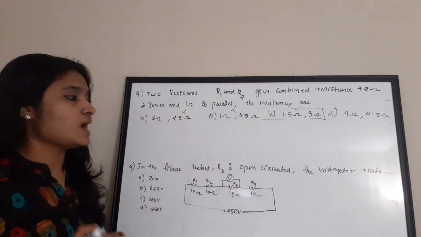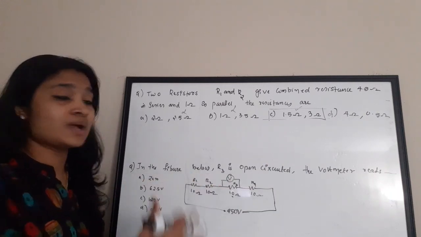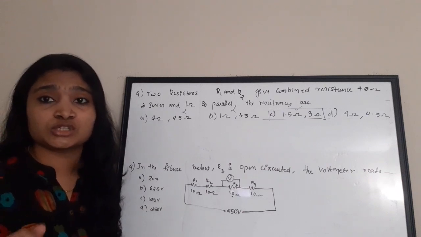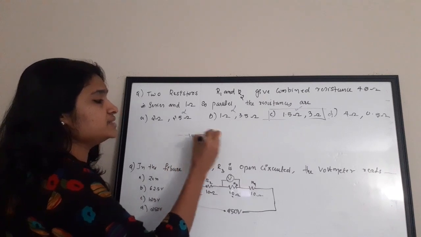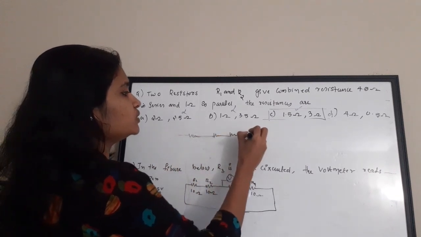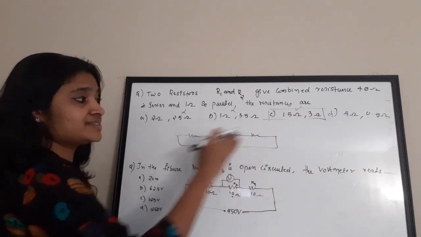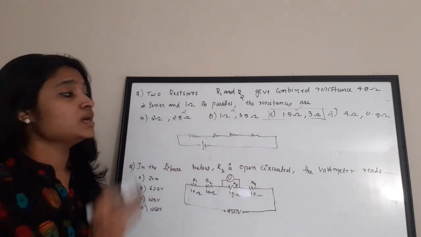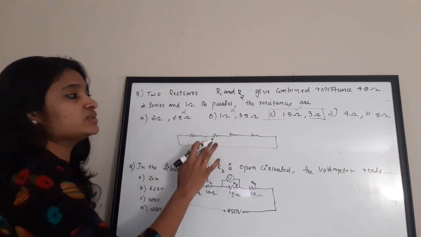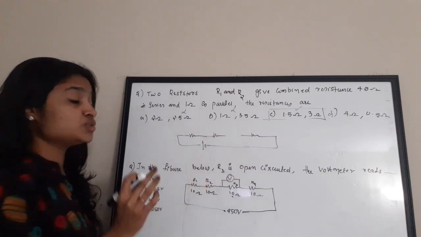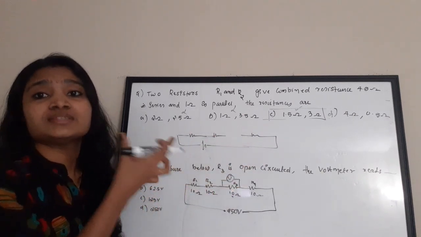In the figure below, R3 is open circuited. The voltmeter reads dash. So, in order to answer this question, you should know the series connection of resistors. That is, when resistors are connected in series to a voltage source, the voltage will get divided among these resistors according to the resistance value. What will happen if an open circuit is created in between? If an open circuit is created in between, you should know that the voltage will entirely appear across the open circuit. That is the case.